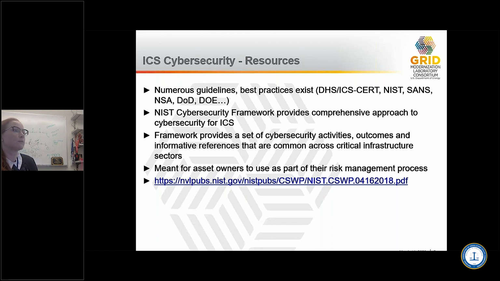It gives us the set of cybersecurity activities that are going on, and if you want to read more about it, I've included a link here. But I'm giving a brief overview of what this framework actually is and why it's important. The next slide.